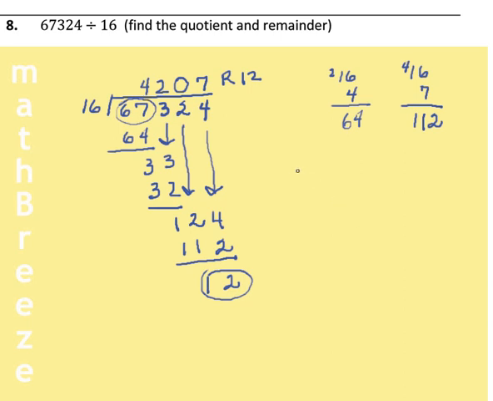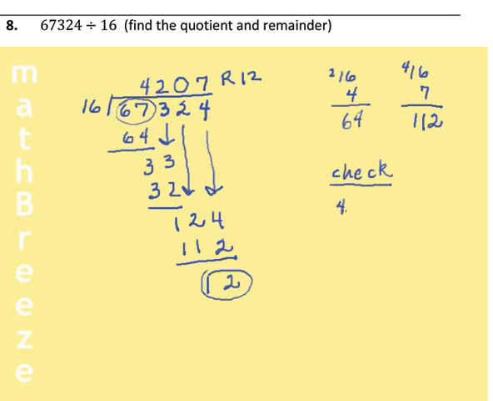Now we'll see how to check that we have the right answer. So here's our check. To check, we multiply the divisor times the quotient. If we don't have a remainder, then the divisor times the quotient is this number. We call this the dividend. In this problem, we have a remainder, so we're going to multiply the divisor times the quotient and then add the remainder. So let's do that.